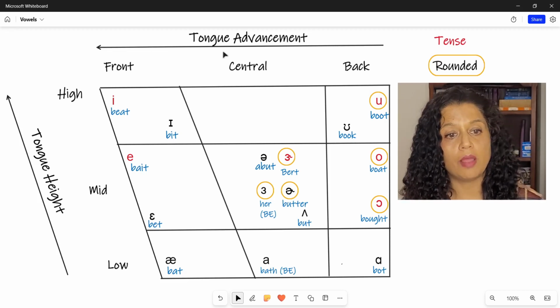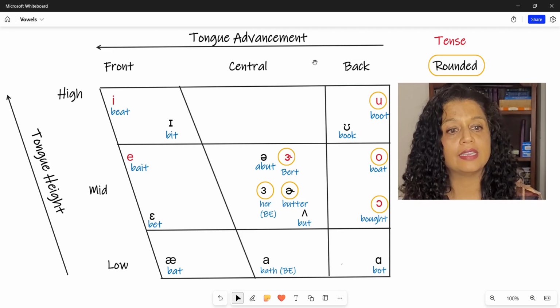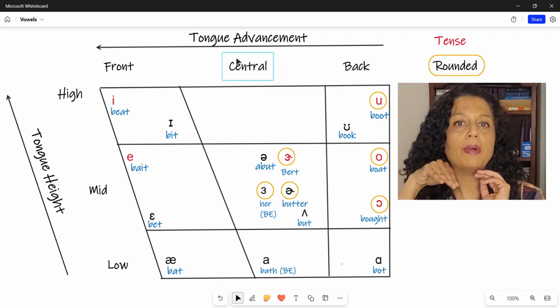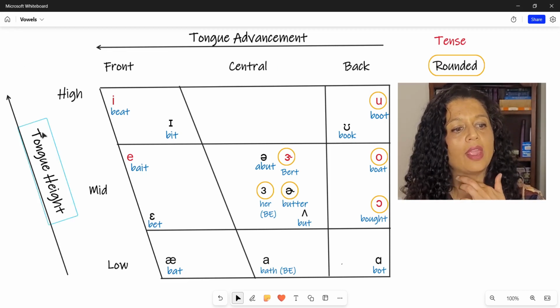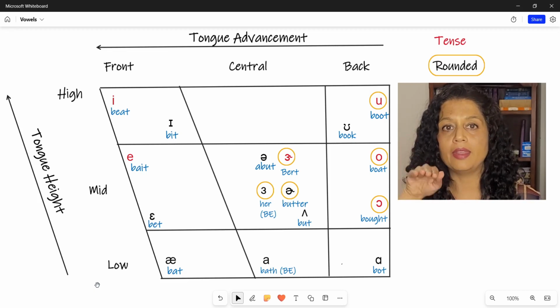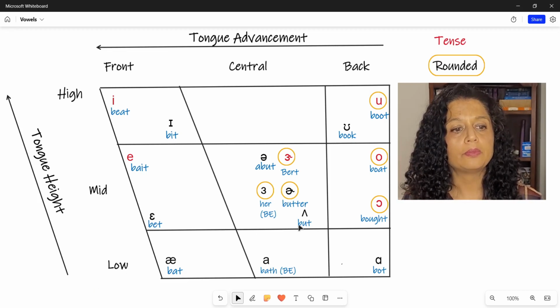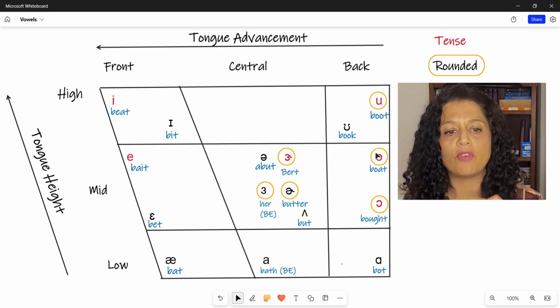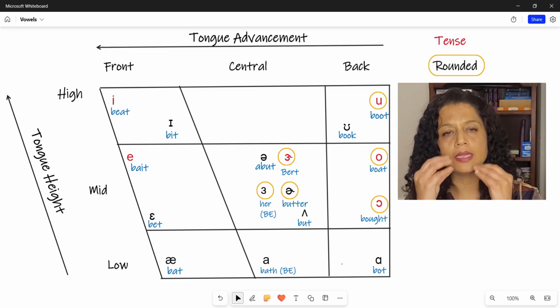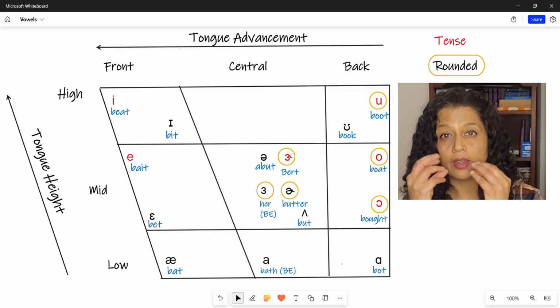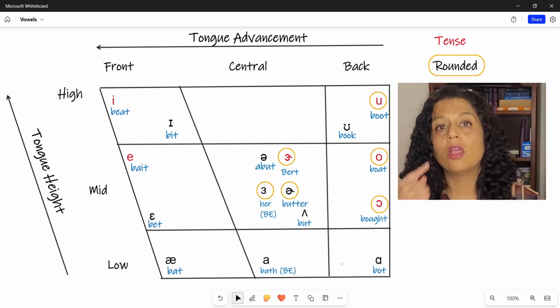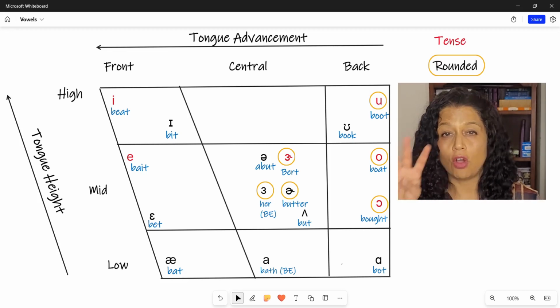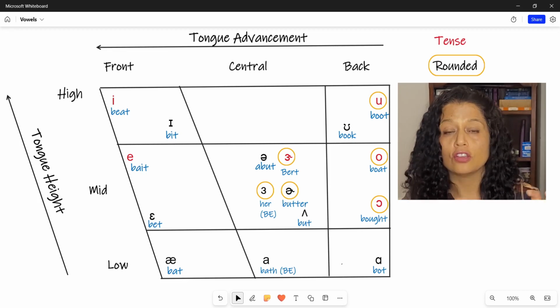Along the top, you can see back, central, front. This is referring to the tongue advancement: back vowels, central vowels, front vowels. Along this axis here, we have tongue height: high, mid, and low. Any of the vowel sounds that I have written in red are tense sounds. That means there is more muscle tension employed when you make those sounds. And anything that has a yellow circle around it are rounded sounds. So all 4 features are mapped onto this one graphic.